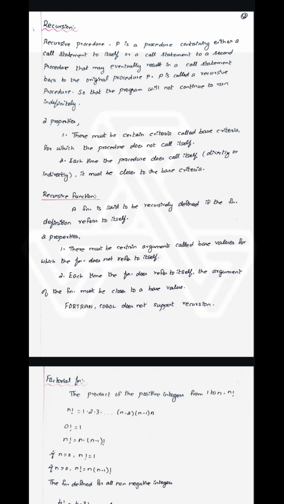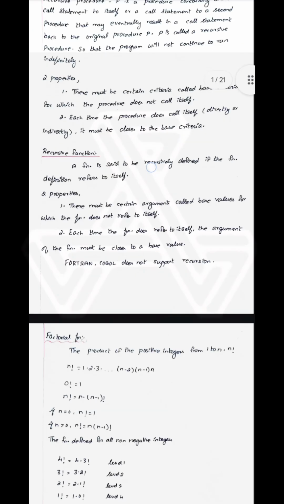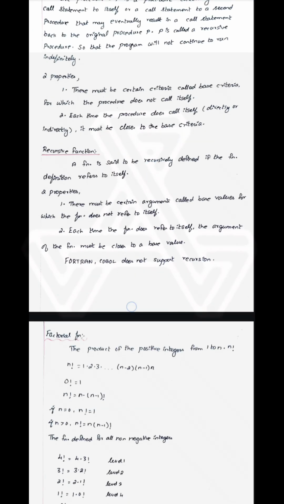Recursive function: a function is said to be recursively defined if the function definition refers to itself. Two properties: there must be certain arguments, called base values, for which the function does not refer to itself. Each time the function does refer to itself, the argument of the function must be closer to a base value. Fortran and COBOL don't support recursion.